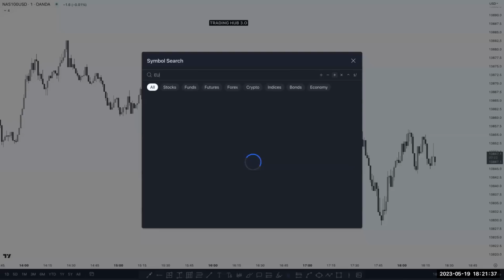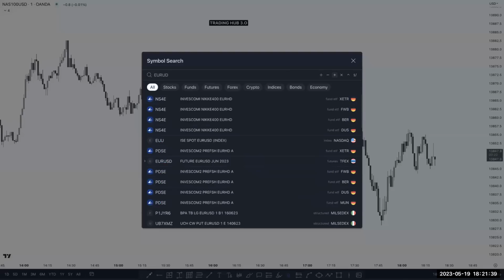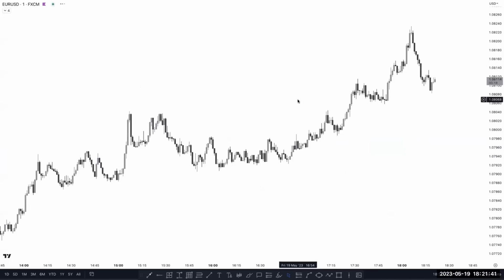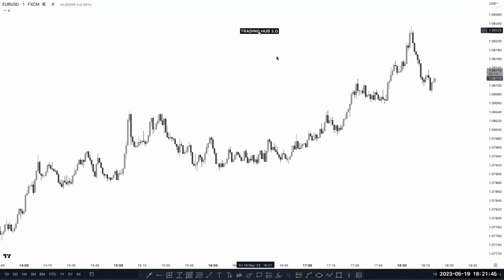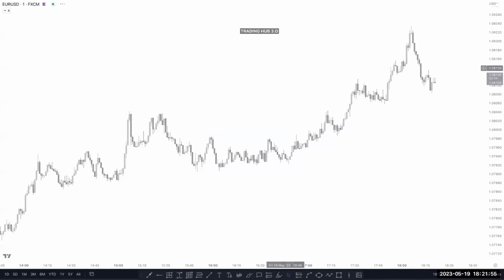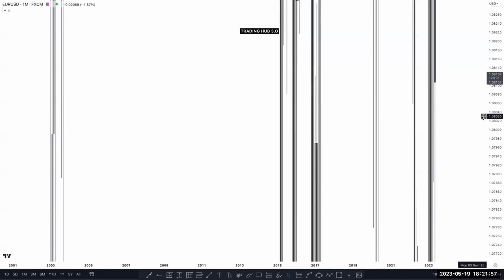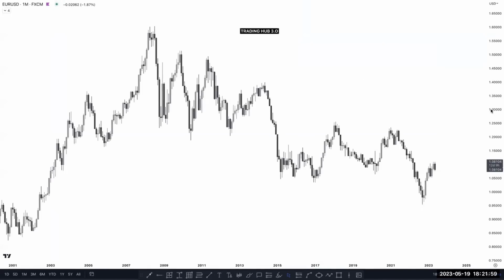Start from EUR/USD. First of all, we are going to start from the higher time frame picture: what is happening based on structure and liquidity. If you look at the structure on the monthly time frame, what is happening? Let's look at the higher time frame picture first.